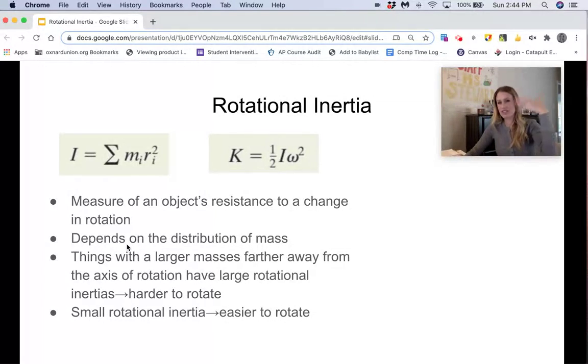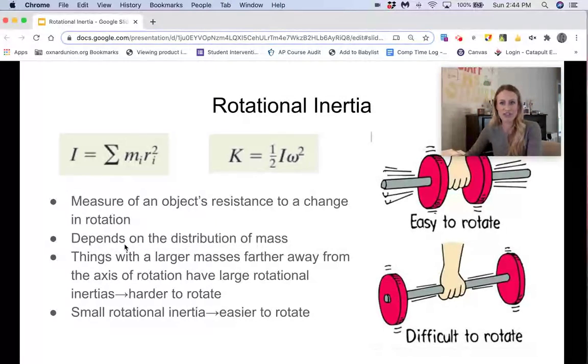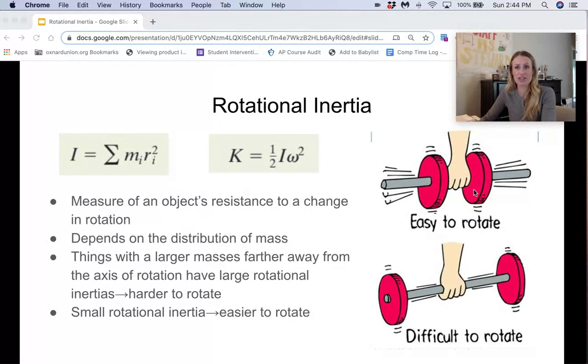It's kind of hard to picture this in your brain, but this picture is a good demonstration of how this works. Something like this is easy to rotate when we have more mass closer to that axis of rotation. Here, the person is holding a dumbbell, trying to rotate it back and forth. If the mass is closer to the axis of rotation, it's easier to rotate. If the mass is farther away from the axis of rotation, it's more difficult to rotate.